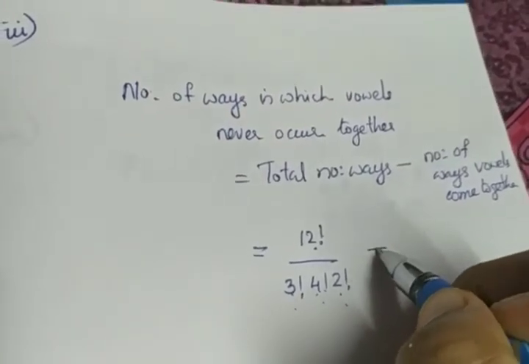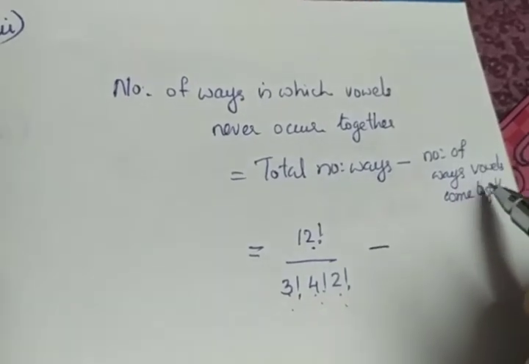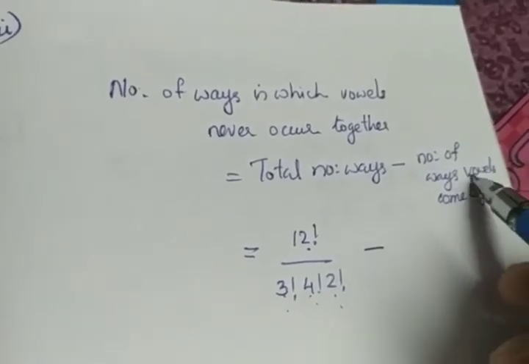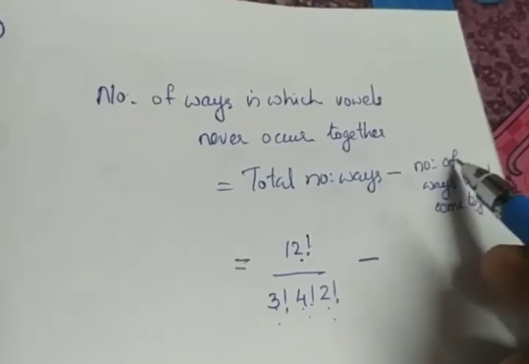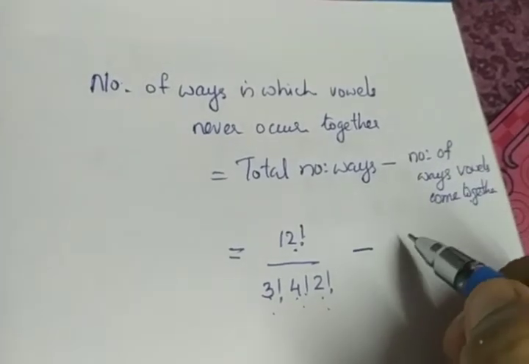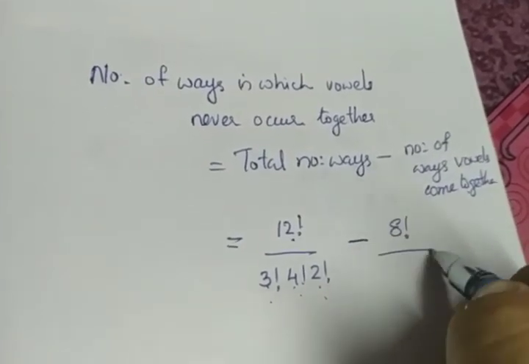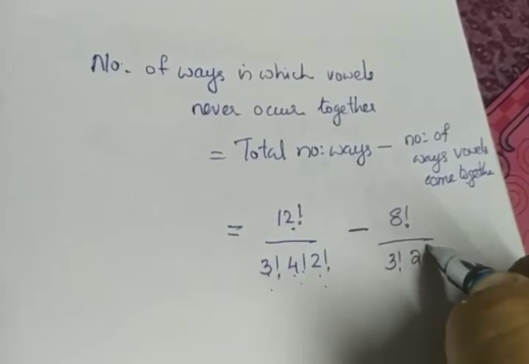From that, what we have to subtract? We have to subtract number of ways in which vowels come together. That part we have done in the second part, and that answer we got as 8 factorial divided by 3 factorial into 2 factorial.